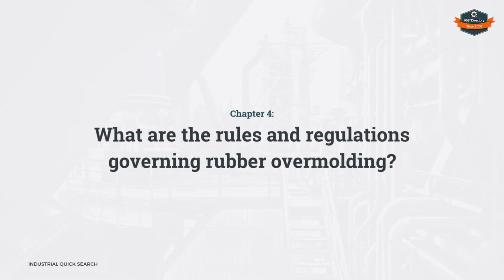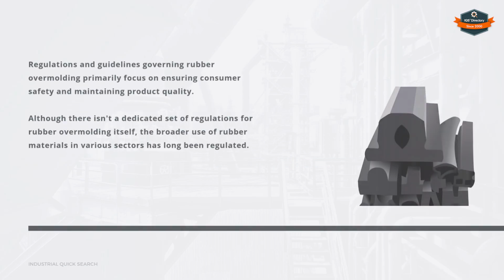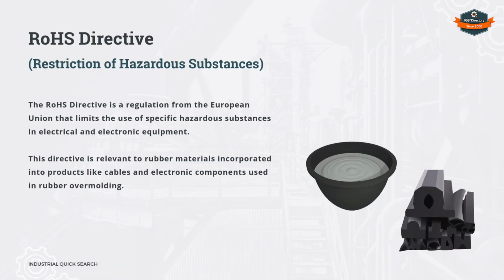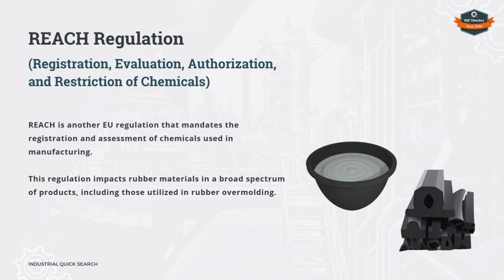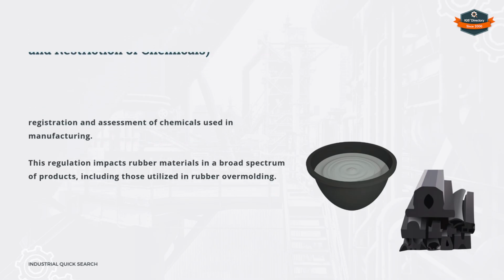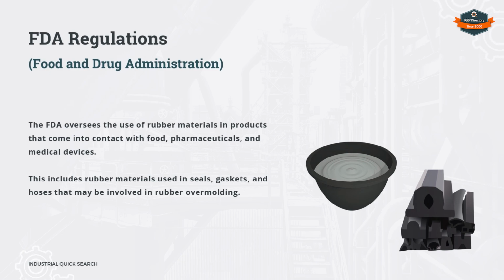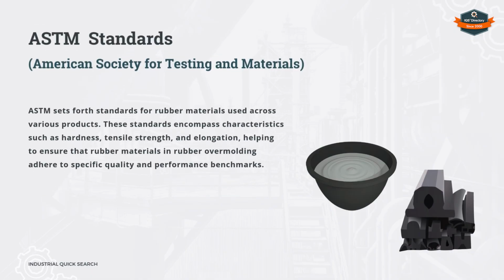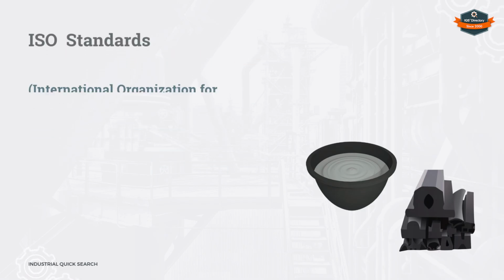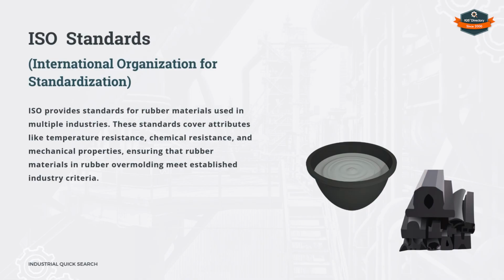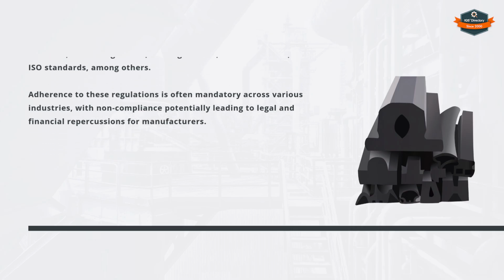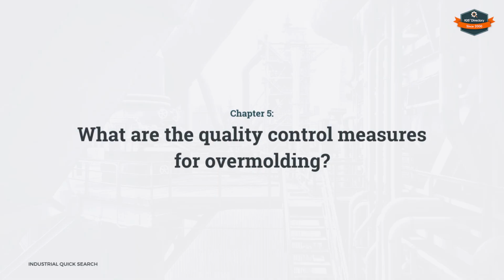Chapter 4. What are the rules and regulations governing rubber overmolding? Chapter 5. What are the quality control measures for overmolding?